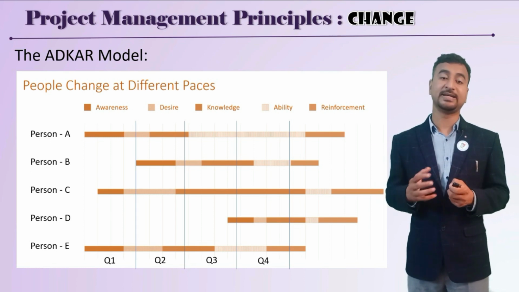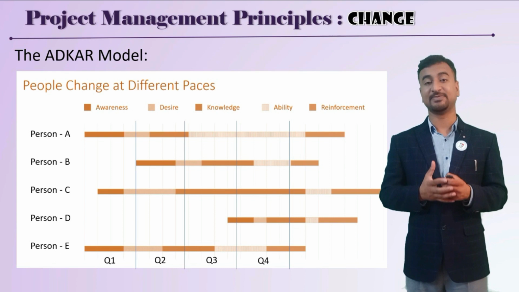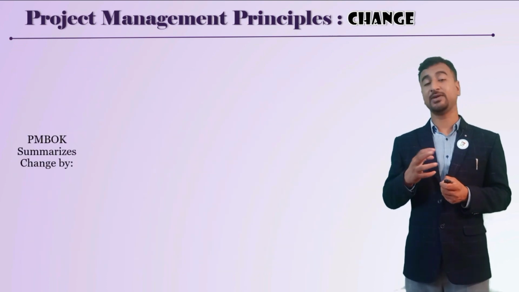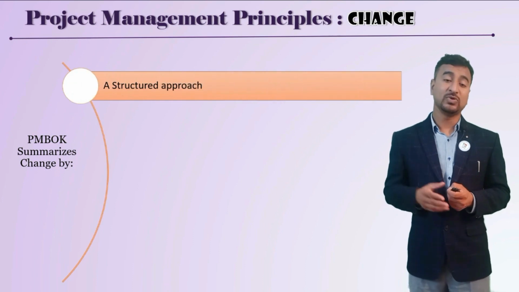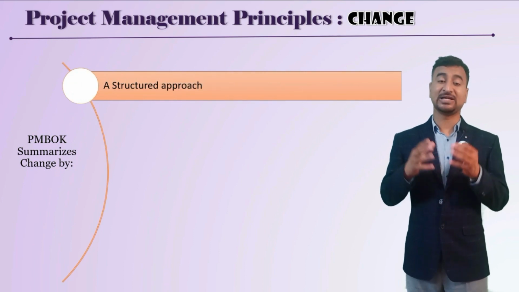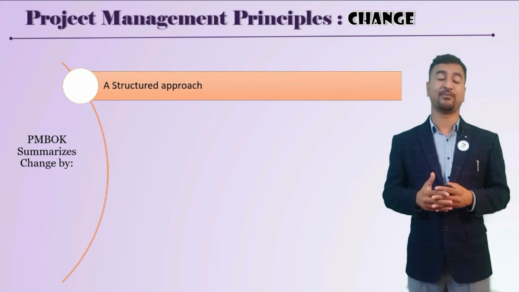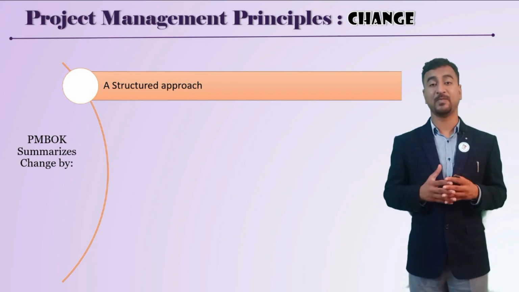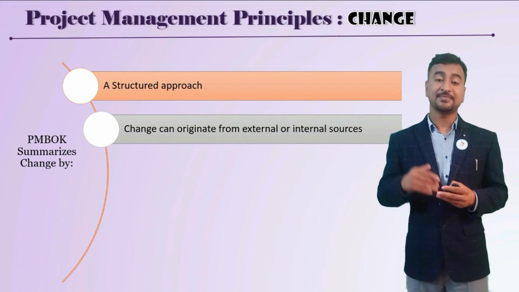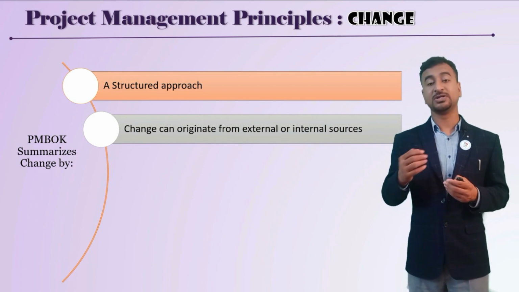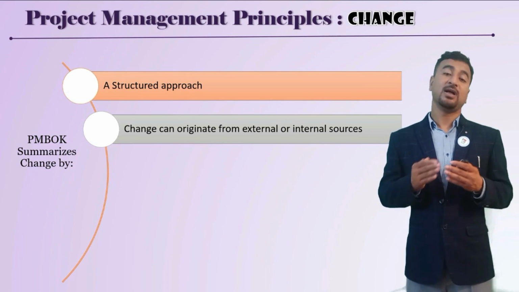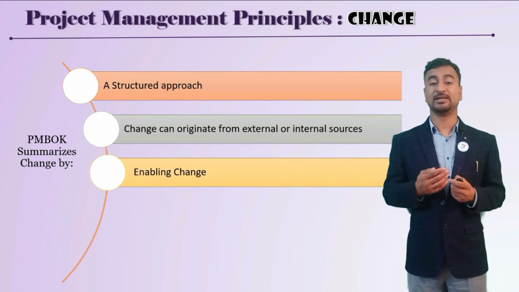So this is all about how you are going to implement this particular change, related to the change management principles specifically for the organization. PMBOK 7 summarizes that change should go with a structured approach. You should not go in a haphazard manner. You should plan well beforehand. Then, change can originate from external or internal sources, so there are many trigger points that enable that particular change.